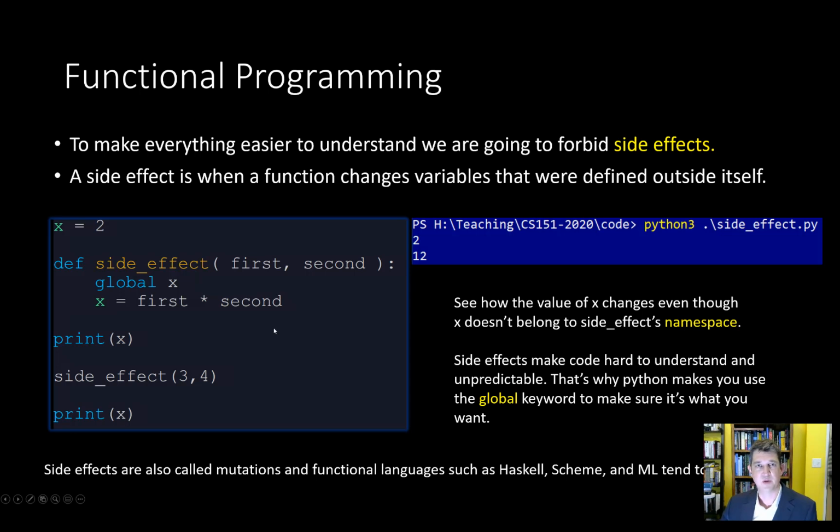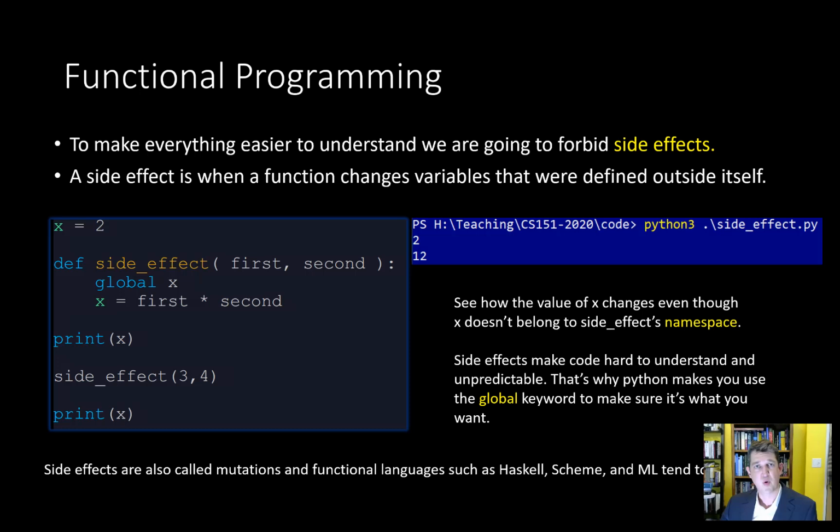It's done a lot, but it's sort of frowned on because if we're modifying global variables, it's really hard to track down bugs because we don't know what function later on in the code might have modified some variable that we defined up in the global space. That's why Python makes you use this global keyword to be sure that you really want to modify a variable that was outside of scope.